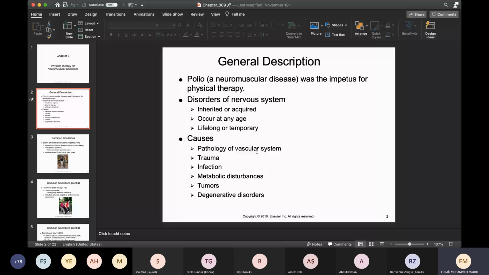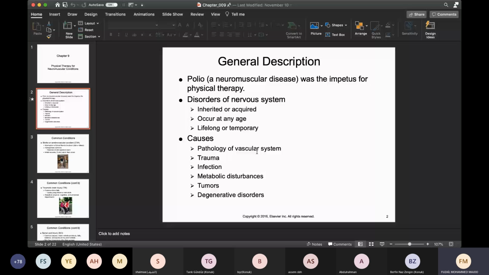So disorders of the nervous system. When you look at neuromuscular, the term neuro means nerve, and muscular means muscle. Remember, skeletal muscles will only contract when stimulated by electrochemical impulses. And electrochemical impulses are driven by the activity of the neurons.